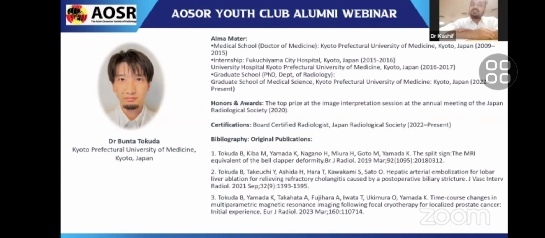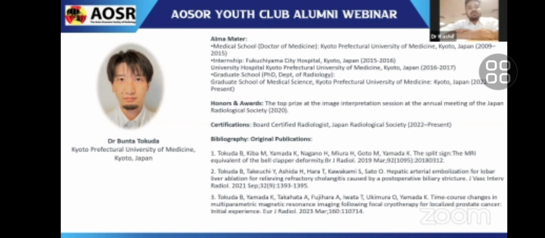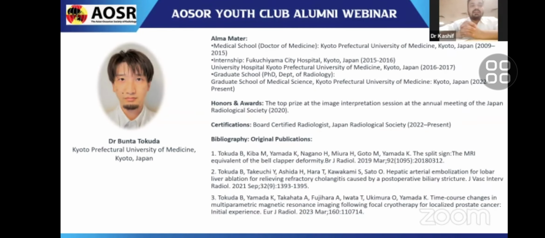And Dr. Tokuda hails from Kyoto Prefectural University of Medicine. Graduated, PhD in radiology in 2022 and has got a top prize at the image interpretation session at the annual meeting of the Japan Society, and is one of the leading young radiologists who is doing a lot more research in prostate imaging and intervention. I request Dr. Tokuda to please take over.